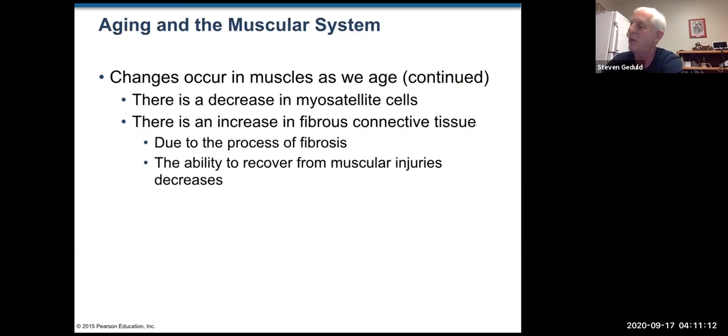There's also a decrease in myosatellite cells. Even though muscle has very limited repair, you get less as you get older. There's an increase in fibrous connective tissue, so your muscle tissue gets replaced with fibrous connective tissue. This is due to the process of fibrosis, and the ability to recover from muscle injuries decreases tremendously as you age.